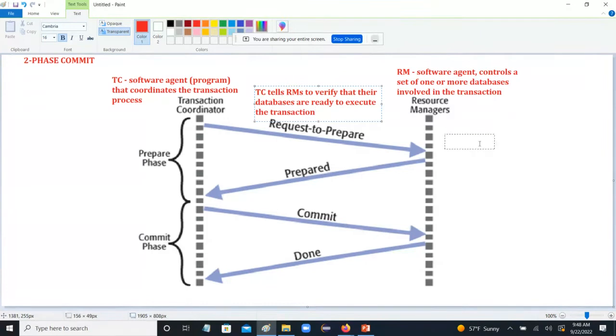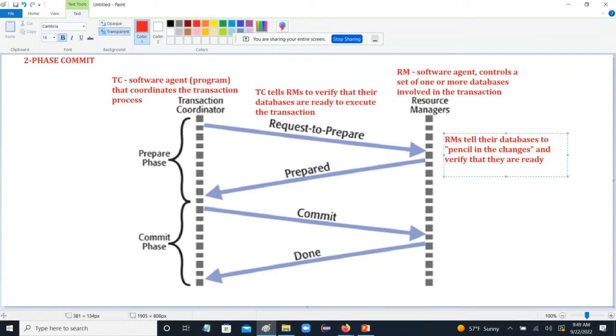Okay, so the resource managers tell their databases, right, to, if you like, pencil in the changes, right? They're not permanent, and I obviously do not mean pencil in the changes literally for database software, but the different database machines need to know that this is what we're going to do. We're going to pencil in the changes for now and verify that they are ready.